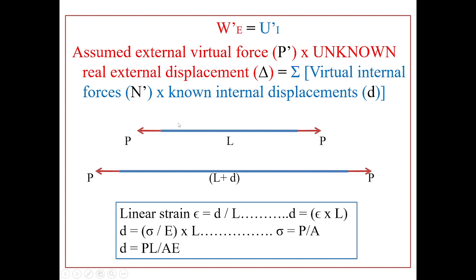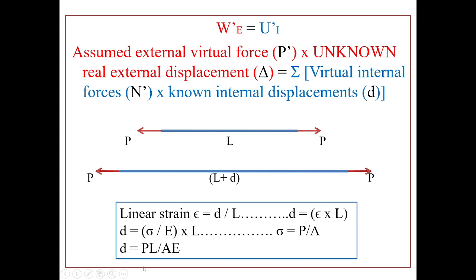Now let me take one truss element of length L which is subjected to force P as shown here. We know from strength of materials that due to application of this tensile load P, this element will try to elongate, and therefore the final length is L plus D, where D is the change in length or displacement. Now we know that linear strain epsilon is given as D upon L, that is change in length by original length, and therefore D becomes epsilon into L, that is strain into original length.